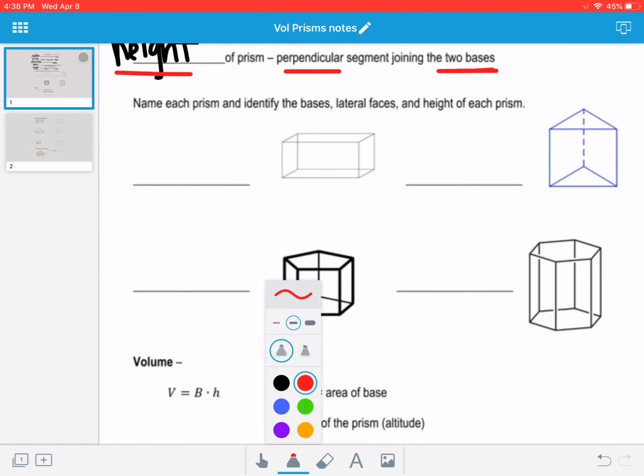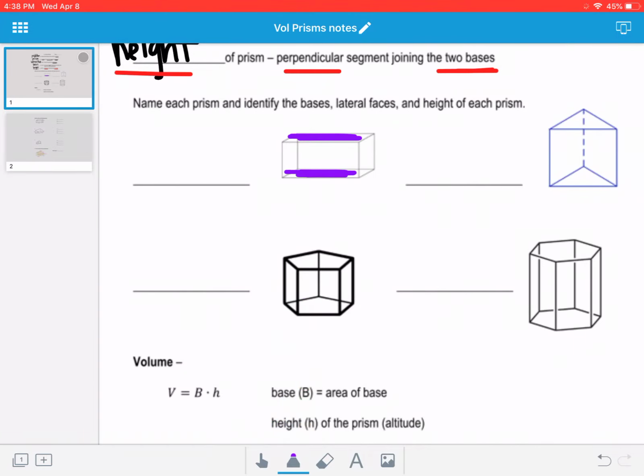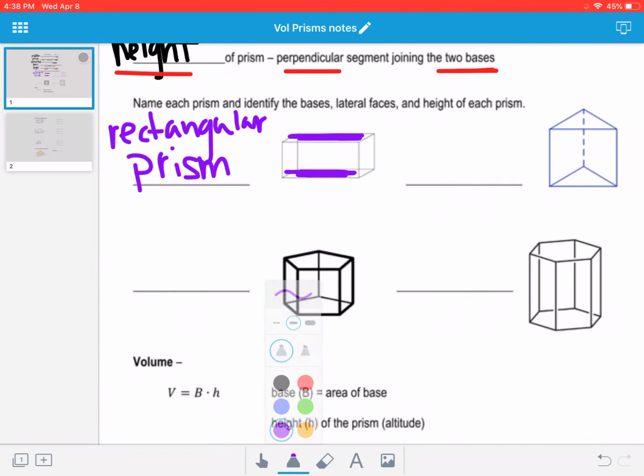What I like to do is shade in or color my bases. I'm going to say here that the top and bottom are the bases. They're congruent, they're parallel to each other. To name this prism, it's the shape of the base, so rectangle. So we're going to call this a rectangular prism, sorry about the poor handwriting. The height of the prism has to connect the bases, so it could be any of these four vertical segments that are connecting the base. The other four rectangles going around that prism would be considered the lateral faces.